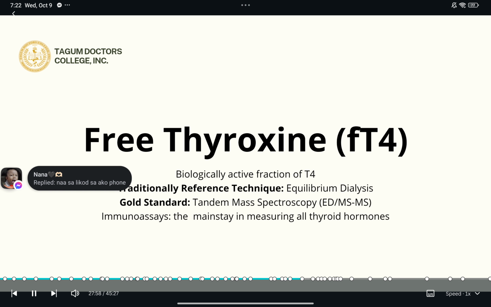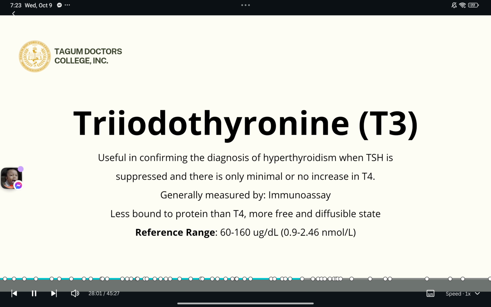And next, we have our T3 or our triiodothyronine. So, this is useful in confirming the diagnosis of hyperthyroidism when TSH is suppressed and there's only minimal or no increase in T4. Okay, so usually kina-expect nato na especially pag primary siya and decreased ang ato ang TSH and we are suspecting hyperthyroidism. If gamay lang ang increase sa T4, we need to confirm it with the level of the T3. So dapat kung hyperthyroidism siya, whether primary or secondary, taas jud ang both T3 and T4.